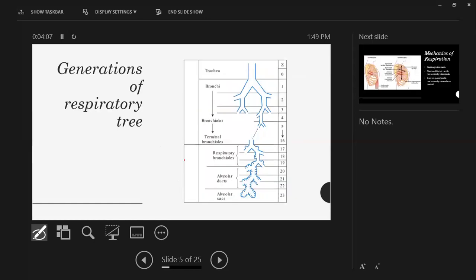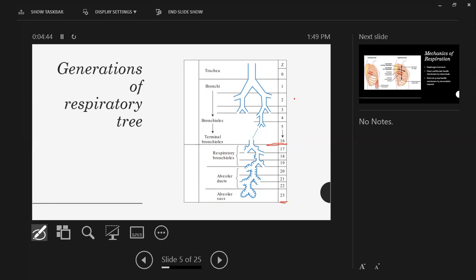This is a standard diagram in most of our physiology textbooks. All of you must know this. There are 23 generations in our airway, correct? The first 16 generations are separated by a horizontal line from the next seven generations, correct? The reason is the first 16 generations do not participate in respiratory exchange or exchange of gases, okay? It does not actively participate in the so-called respiration within quotes. So there's no gas exchange that happens.